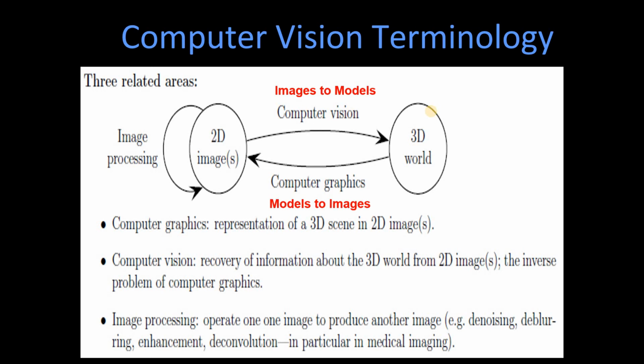One other thing that is opposite to computer vision is to convert the 3D model or 3D world into images. This is basically computer graphics. Computer graphics means that you have some idea or representation about the 3D world, and you try to show that world yourself to the users.